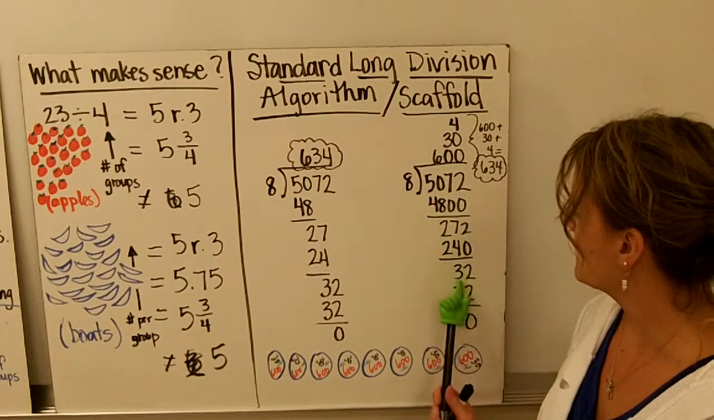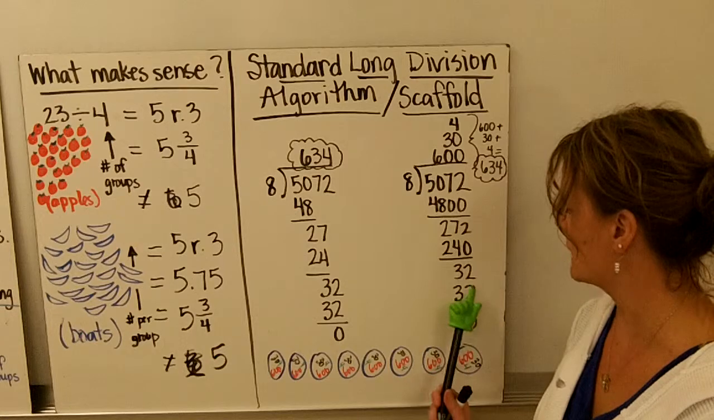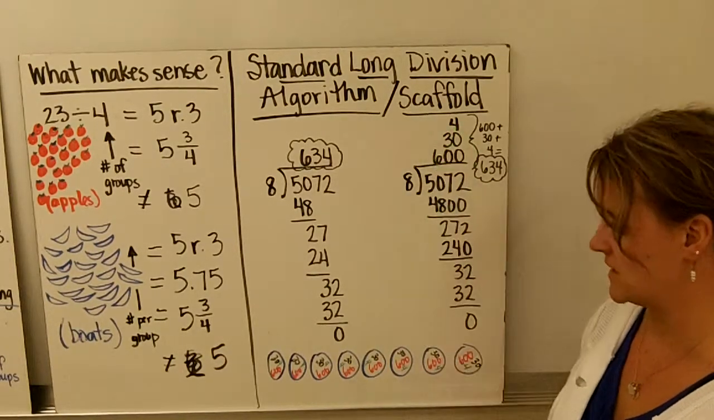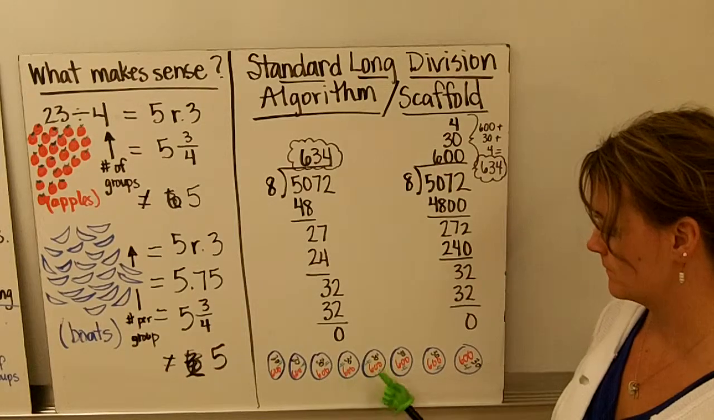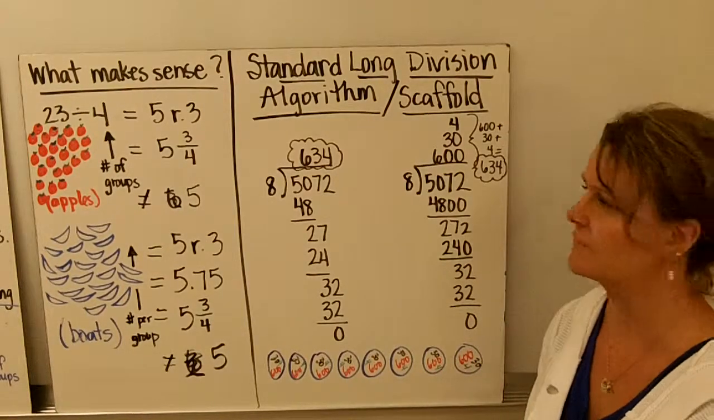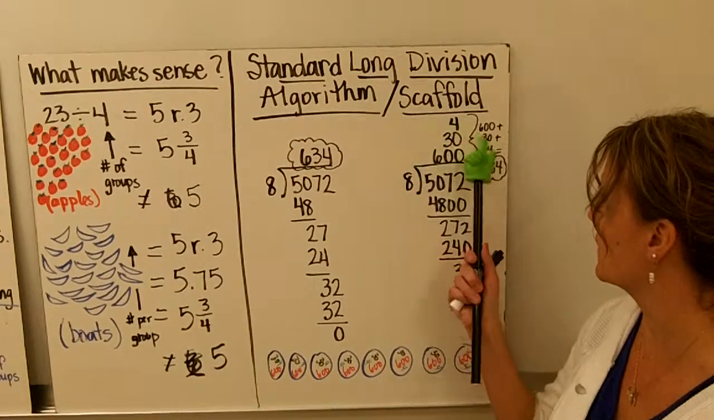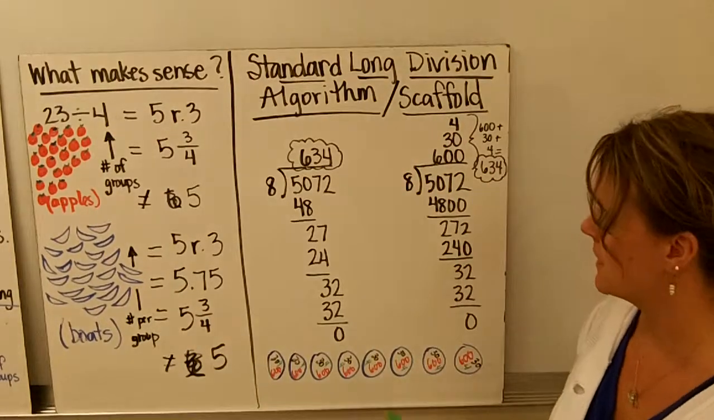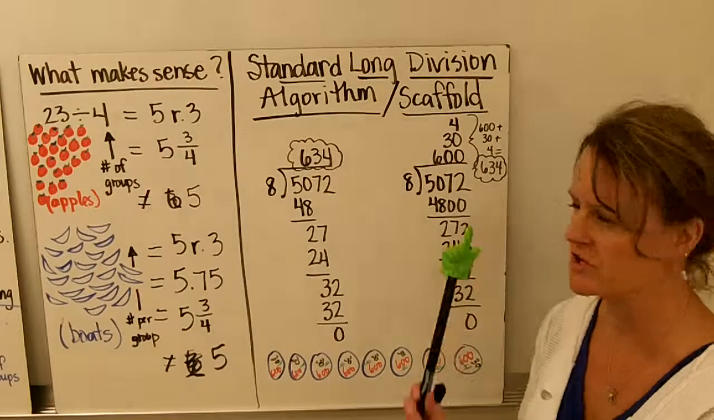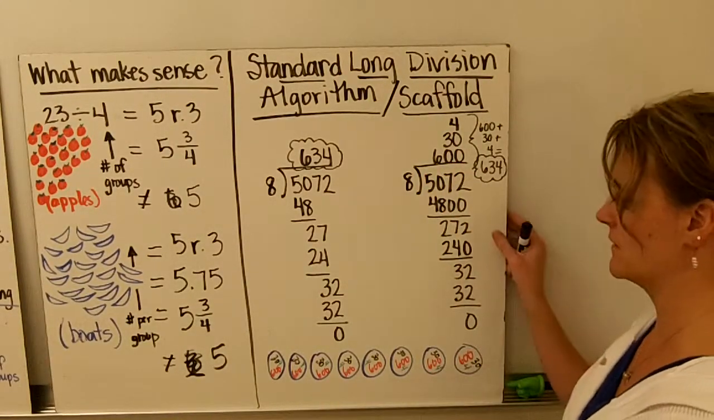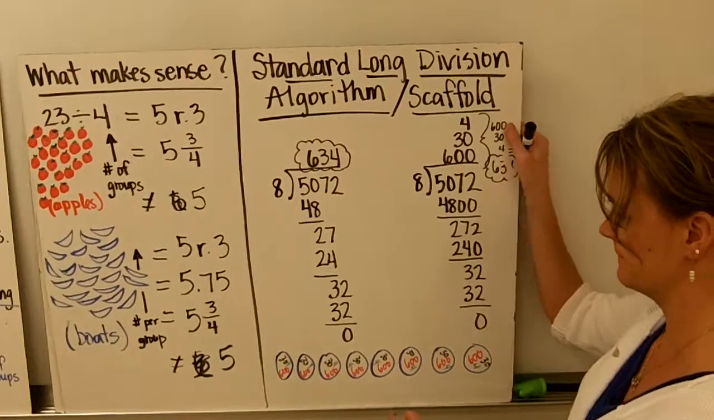And when we do that, we end up with 32 rocks left over, which will allow us to then put 4 more rocks into each group. And then we don't have any left over. So we can just quickly put our answer together. 600 plus 30 plus 4 is 634. This is also sometimes called partial quotient division, as well as scaffold long division.